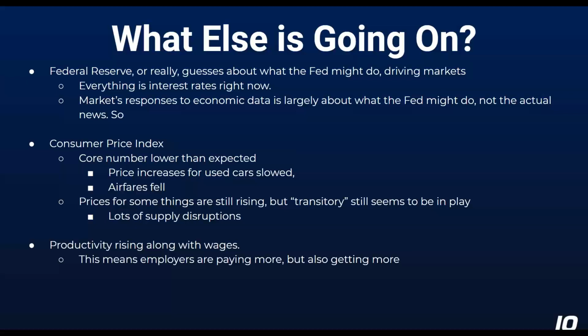We might start to see things where you get a miss on some employment data, and as long as it's not a huge miss, stocks might actually rally on that, because it means the economy is weaker than the Fed thought. They'll keep things lower for longer, or keep buying bonds, or whatever it is, as the case may be. And yeah, that CPI number this morning, the core number, where you take out food and energy because those tend to be volatile: price increases for used cars slowed down a lot. Airfares, which is another category that's been rising super fast and pushing things up, actually fell. And yeah, prices for some things are still rising, but transitory still seems to be very much in play.